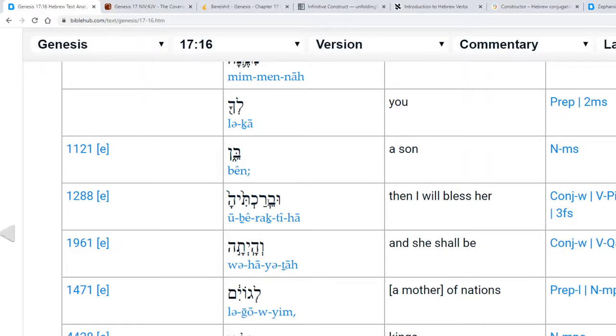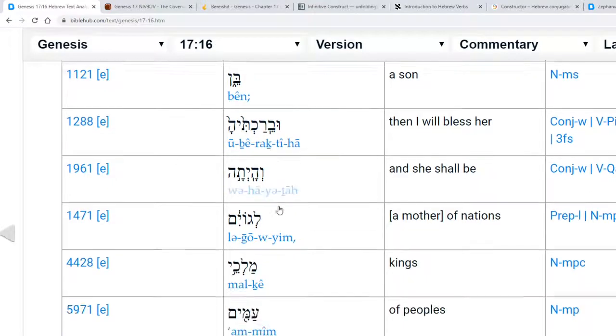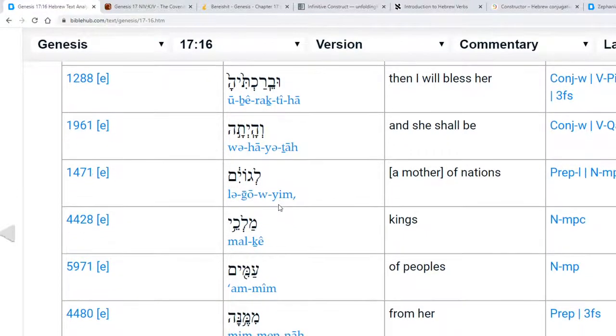Uverachtiha, and I will bless her. Right? Conjunctive vav, it's getting flipped from the past tense. Verachti, I blessed. Same root, bet resh chaf. Verachtiha, and I will bless her. V'haita, so again, conjunctive vav, and it's getting flipped from the past tense of was, so shall be, right? Lehiot, this is to be.